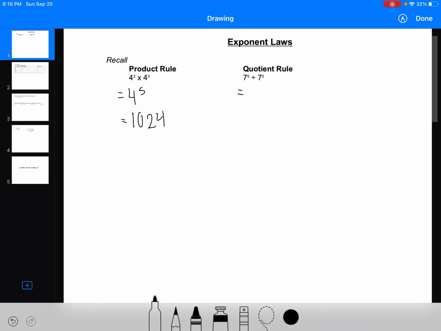Okay, here, same thing. This is going to be 5 minus 2, which gives us 3. And now 7 to the exponent 3 is going to give us 343.